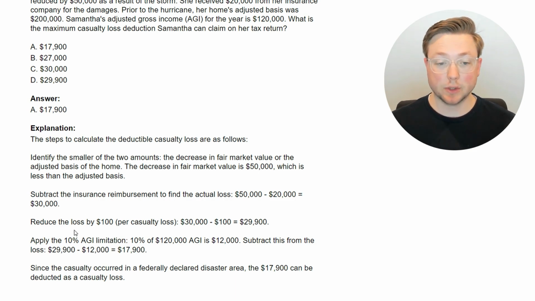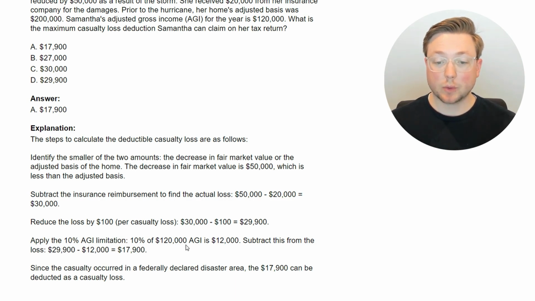But then there are some limits to it. So first, reduce the loss by $100 per casualty loss. It's kind of a strange little rule there, but that's how it works. $30,000 less 100 is $29,900. And then you have to apply a 10% AGI limitation, or basically a 10% AGI floor.